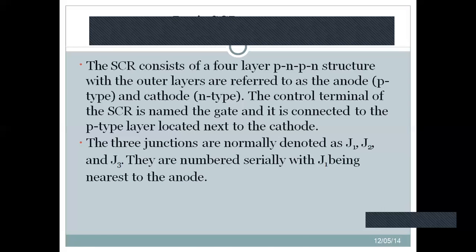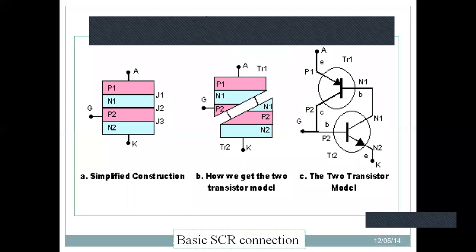junction. Now you can see this pictorial representation of SCR, where the first diagram represents the simplified construction diagram of SCR. They may ask you the question in exam, what is SCR or what is silicon controlled rectifier? Explain the basic construction of SCR. So during that condition, you need to explain how the SCR is constructed. Just look at the figure here.